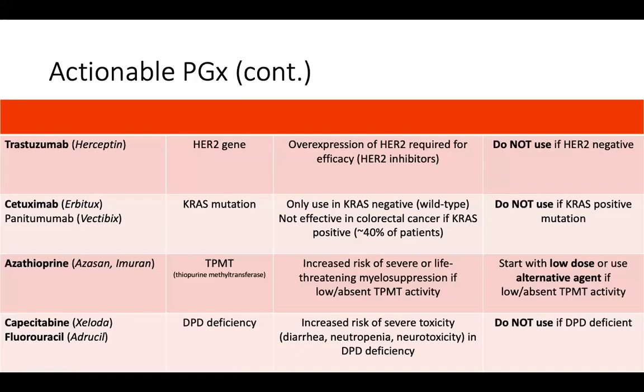And then capecitabine and fluorouracil, those have a DPD deficiency, which stands for dihydropyrimidine dehydrogenase. And this is increased risk of severe toxicity, kind of like the diarrhea, neutropenia, neurotoxicity, if that deficiency is present. So if it is, best not to use those.